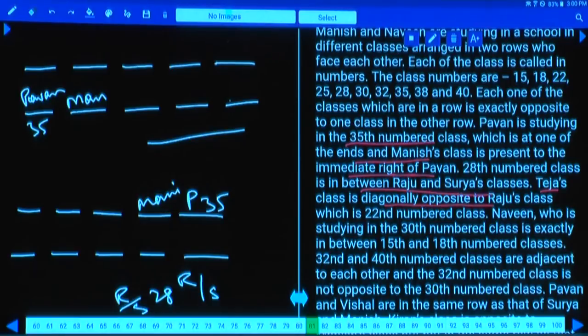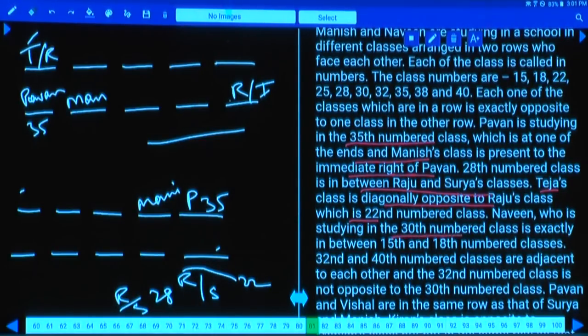Now Teja's class is diagonally opposite to Raju. Raju who is 22nd, and Teja and Raju are diagonally opposite to each other. Diagonal opposite, what is the diagonal? Now this one and this one are diagonal, and this one and this one are diagonal. Isn't it? And so how many possibilities we have? We have 2 possibilities. Now if Teja is here, then Raju will be here. Or the vice versa, Raju and Teja. Isn't it? Raju and Teja are diagonally opposite to each other. And Raju's class is 22nd.